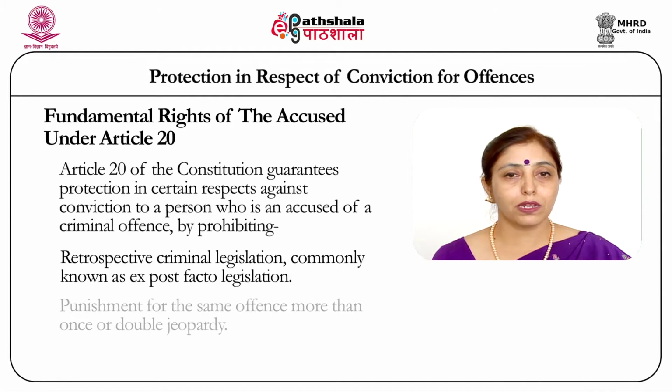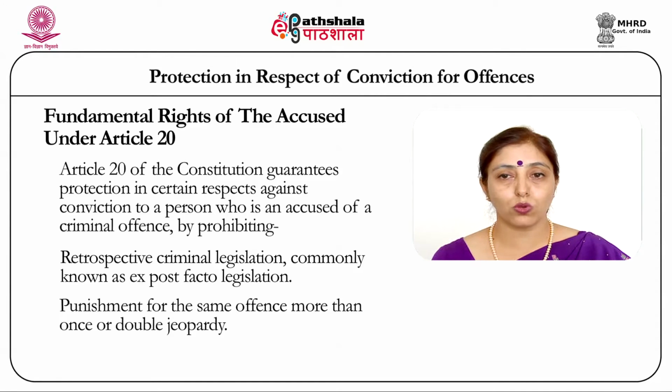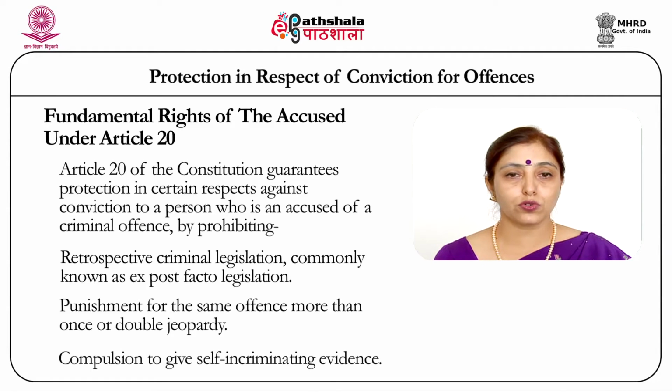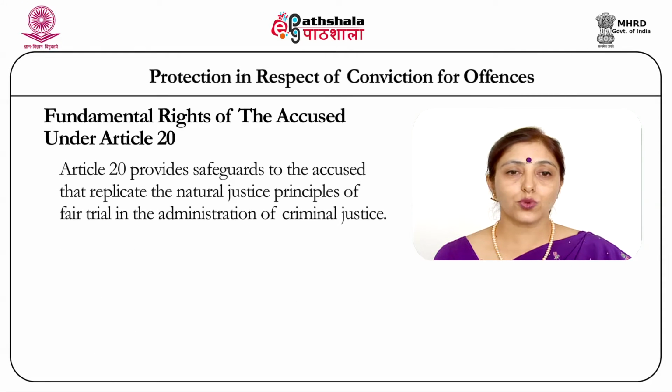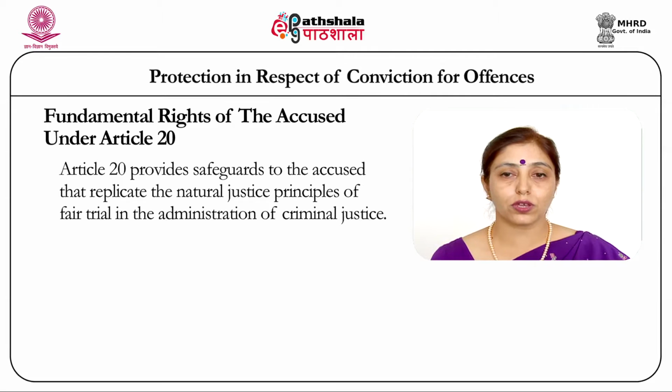Number 2, punishment for the same offence more than once, or double jeopardy. That means that nobody can be punished twice for the same offence. And number 3, compulsion to give self-incriminating evidence. Article 20 provides safeguards to the accused that replicate the natural justice principles of fair trial in the administration of criminal justice.